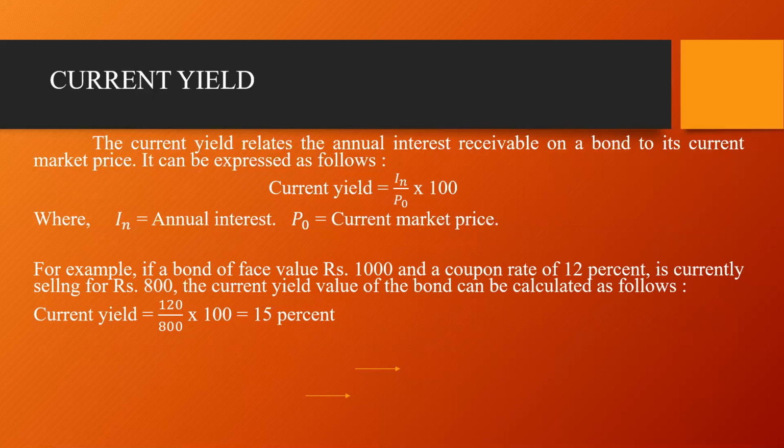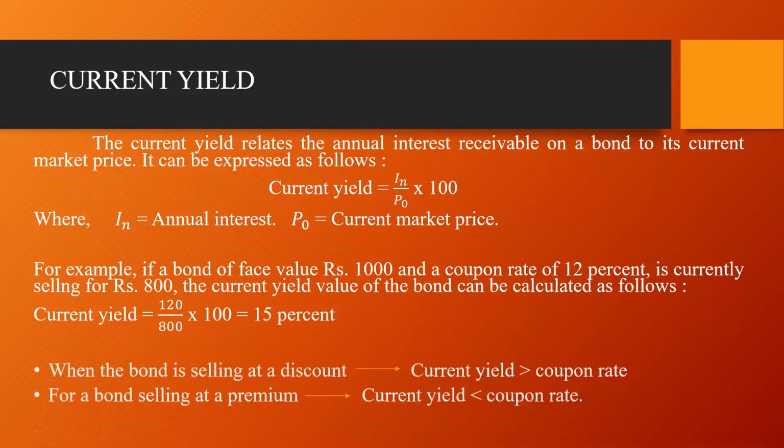We are investing not 1000, only 800. So we are getting 120 for an investment of 800. So what is our current yield? For investing 800, we get 120. So 120 by 800 into 100, our current yield is 15%. Even though the bond offers only 12%, at present, because the bond is available at a discount, when I purchase that bond, the return that I get is 15% when I compare with the market price. So that is the current yield.